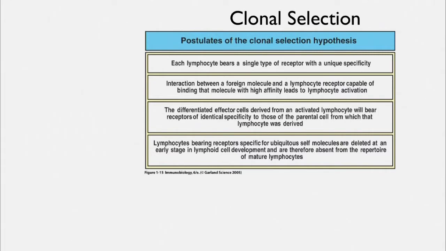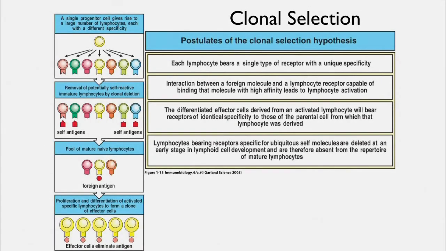So the lymphocyte that has a receptor that's specific for a ubiquitous self molecule will be deleted. It will be killed. And that will happen early in the development of these cells. And so in a healthy individual, you do not see lymphocyte populations, B cell populations, T cell populations that are mature that interact with self.